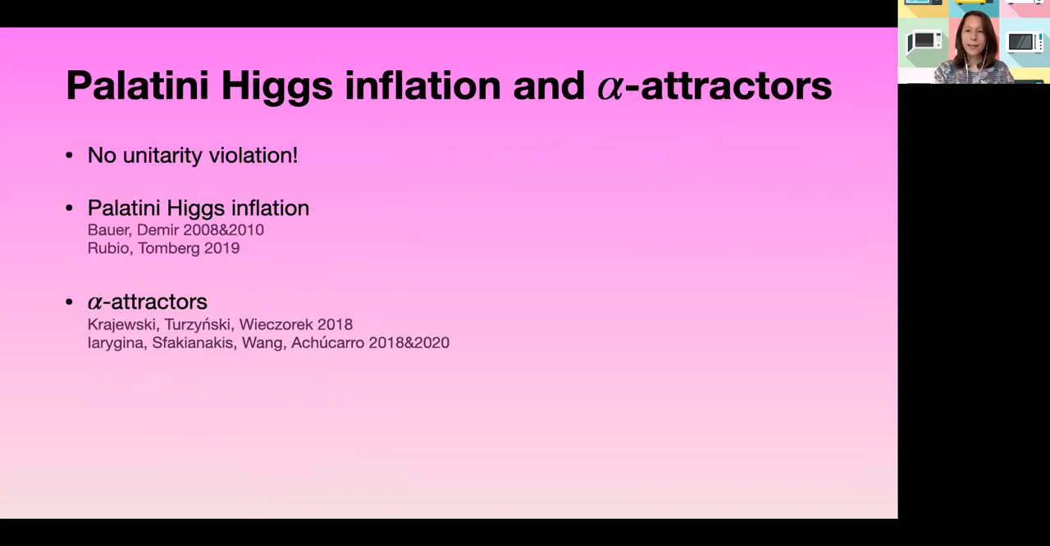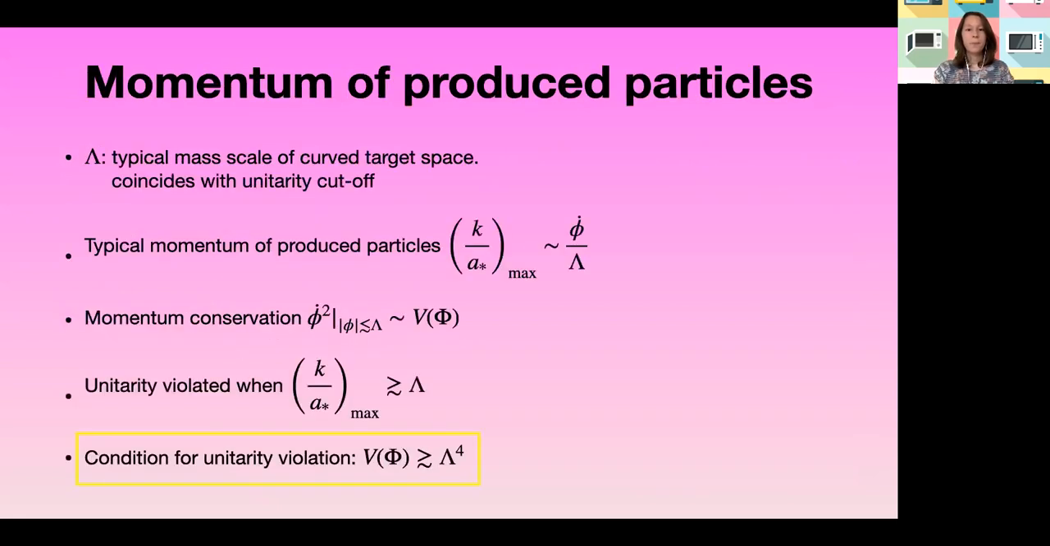Okay, what about Palatini Higgs inflation and α-attractors? These are also models with a curved target space. But it has been demonstrated in the literature that during reheating, unitarity is actually not violated. So now you might wonder, what decides whether unitarity gets violated during reheating or not? It turns out that there's a very simple argument to see whether unitarity is violated. So let's say that lambda is the typical mass scale of the curved target space. It turns out that this scale coincides with the unitarity cutoff of the theory.